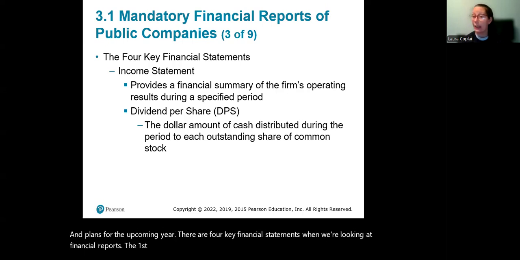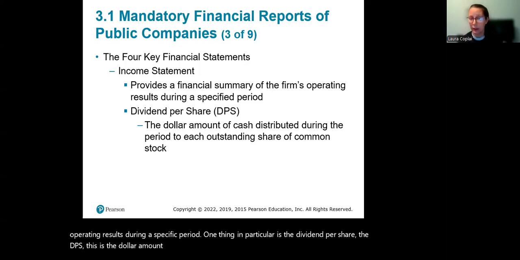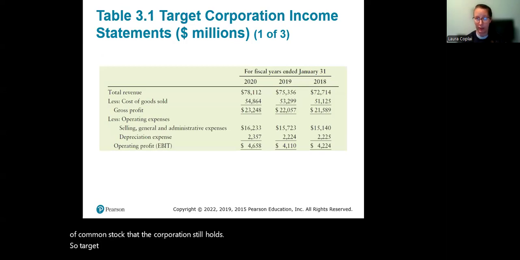The first one is obviously the income statement. This is a summary of the firm's operating results during a specific period. One thing in particular is the dividend per share, the DPS. This is the dollar amount of cash distributed during the period to each outstanding share of common stock that the corporation still holds. So, Target Corporation income statement example here.